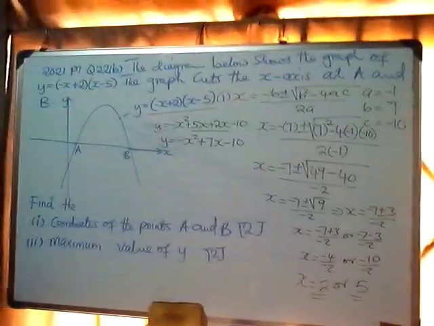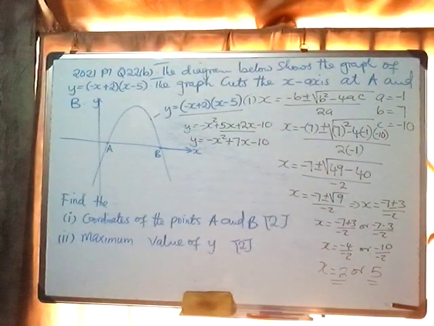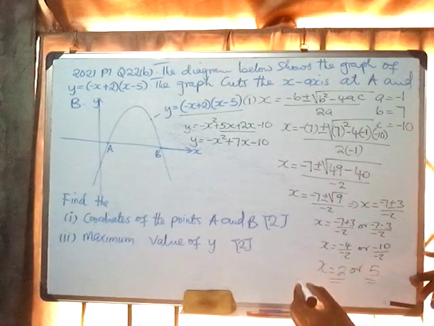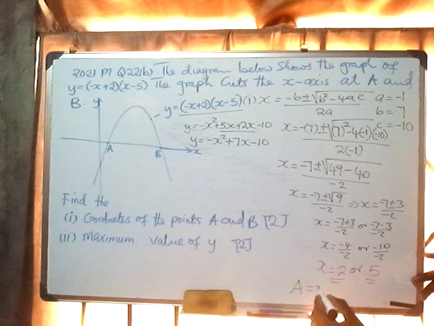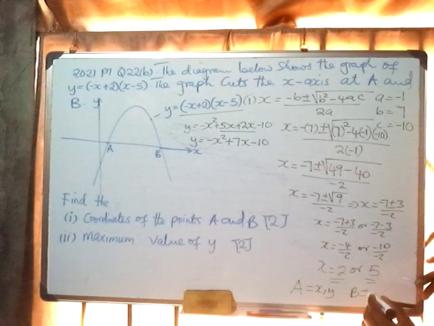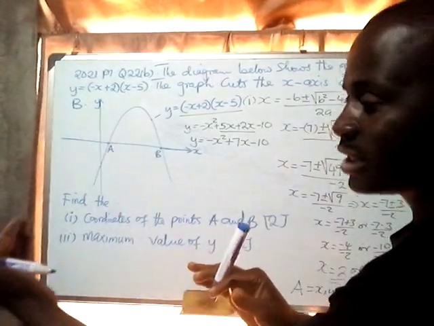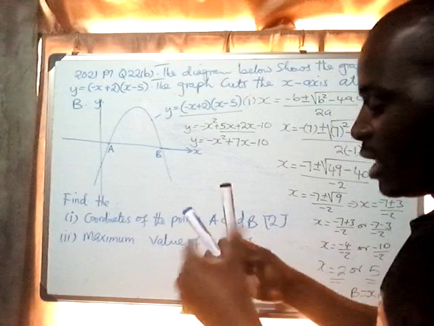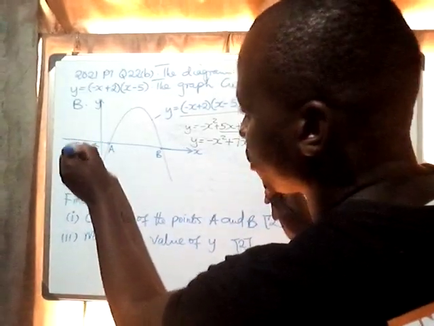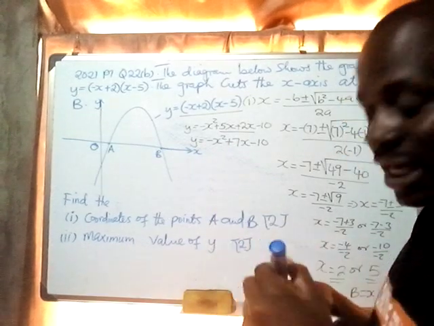What do we do now? Since those are the values of x, what are we going to do? Our interest is to find the coordinates of A, which is x comma y, and also the coordinates of B, which is x comma y. Now, which one is our A? Our A is this. So the A is to the left side. By the way, this one is supposed to be a 0 here. The A is to the left side of B, and the B is to the right side of A.